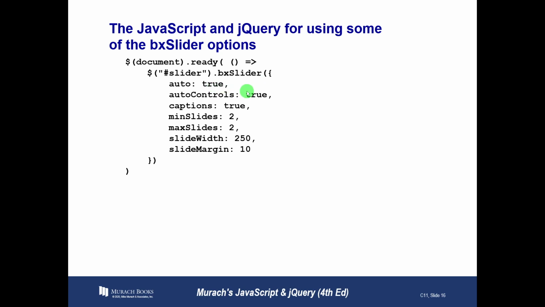And here's an example of the settings that box slider can have. Do we want it to go automatically, true or false? Do we want the controls there, true or false? Do we want captions on? How many slides are there? What's the slide width? What's the slide margin? All things that you can tweak. Look at their documentation.